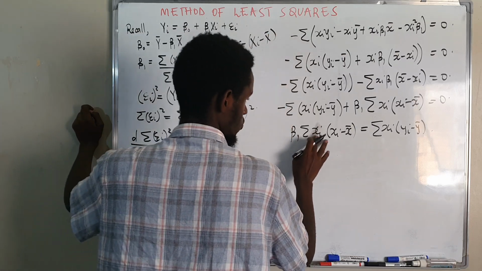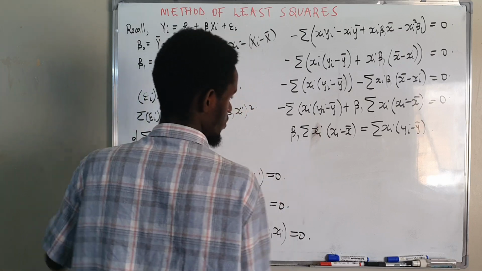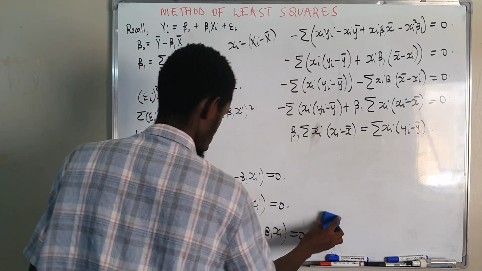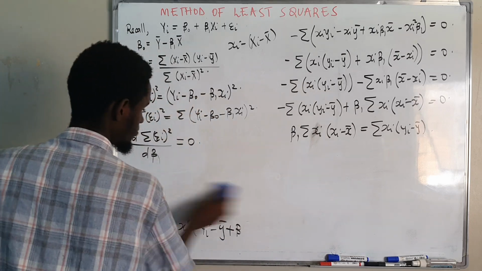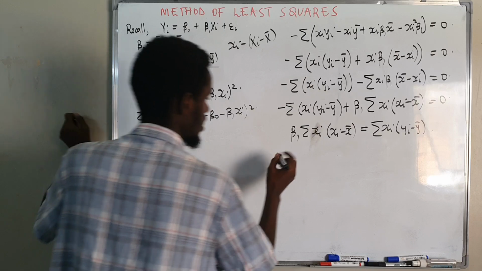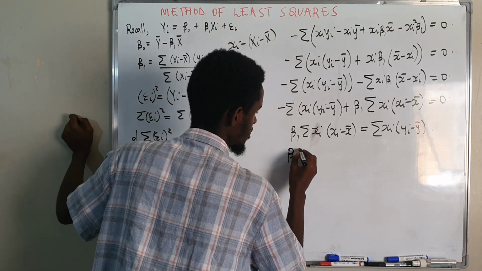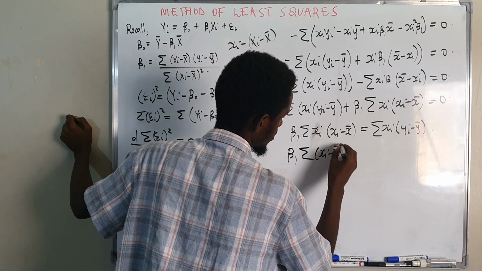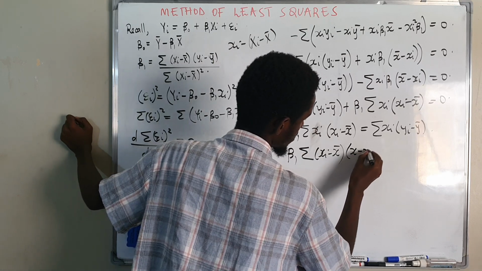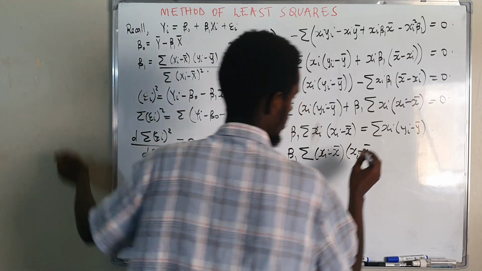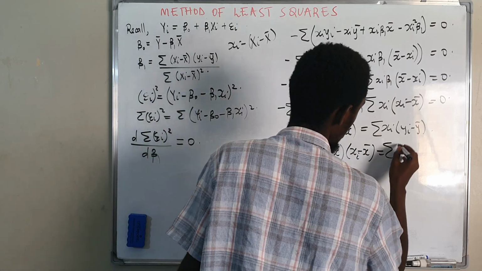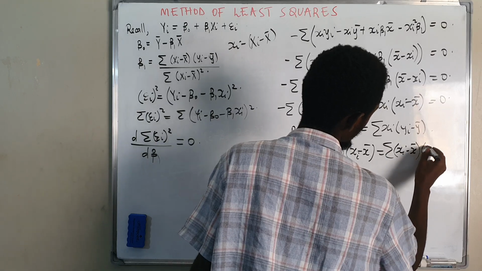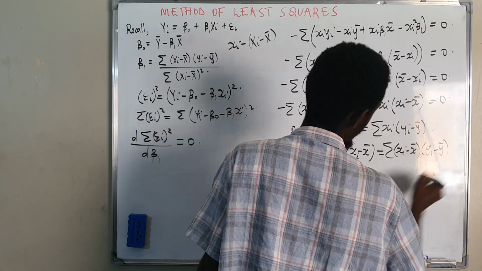Therefore, where I have this one, I just replace it with xi minus x bar here. Let me create space by removing this. Now, for this step, I'm going to say that b1 times the summation of xi minus x bar times xi minus x bar is equal to the summation of xi minus x bar times yi minus y bar, like that.